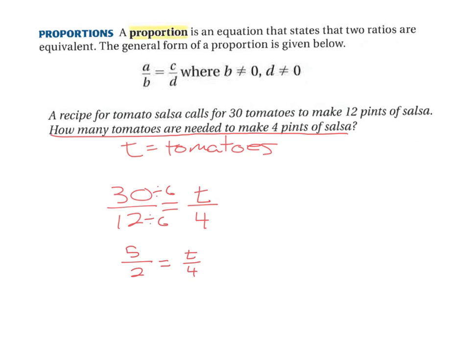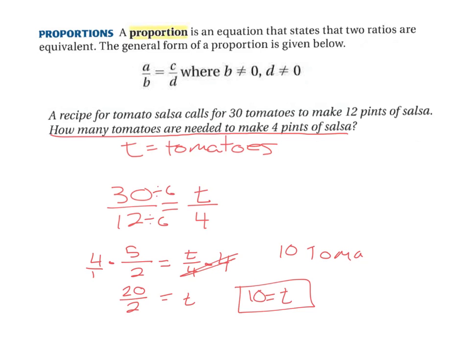And now I have T divided by 4 on the right side, so I'm going to use inverse operation. I'm going to multiply both sides by 4. Now, on the right side, these are going to cancel out because of the inverse operations. On the left side, I have 4 over 1, write that as a fraction, times 5 over 2. That's going to give me T equals 20 over 2. And if I simplify that, 20 divided by 2 is 10. T equals 10. So our answer is 10 tomatoes.